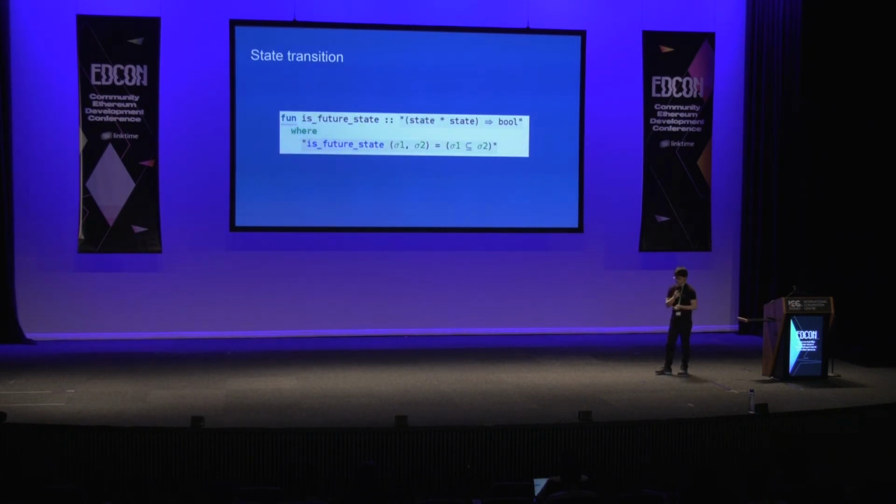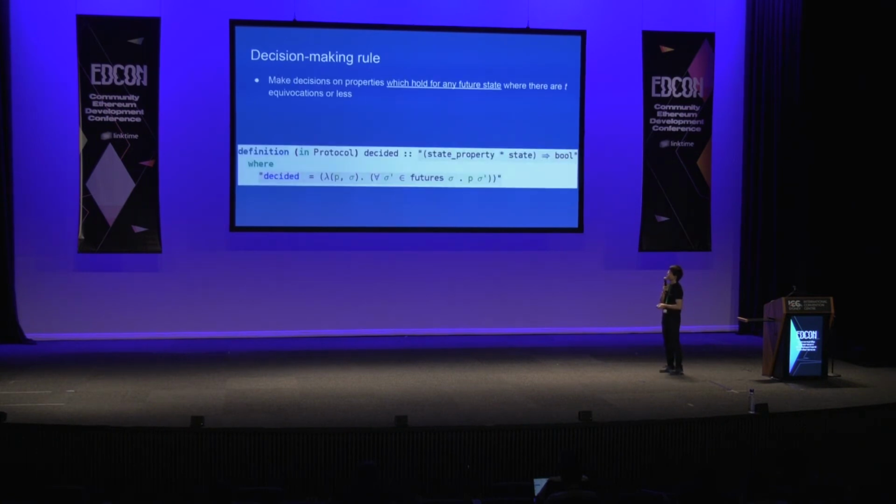State transition in CBC Casper is relatively simple. It's just a superset relation of states. And this is a formal definition of decision in CBC Casper.